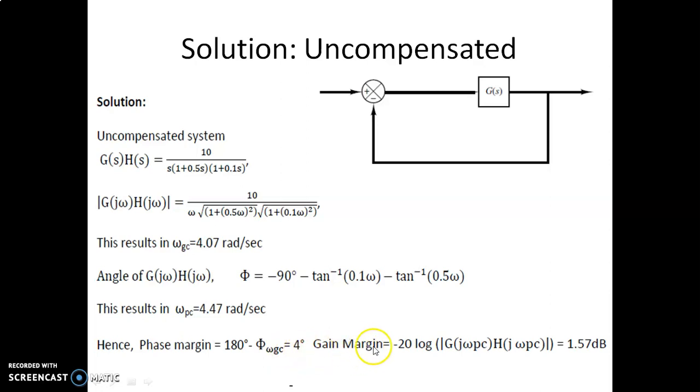The gain margin is given by -20 log of the magnitude at omega equal to omega pc. By substituting this value in this magnitude term, we're going to get the gain margin as 1.57. Without doing compensation, we can see that the phase margin is hardly 4 degrees and the gain margin is 1.57. We will verify the same phase margin and gain margin using the 20-sim simulator also. Before that, we will also see what the compensated system's gain margin and phase margin look like.